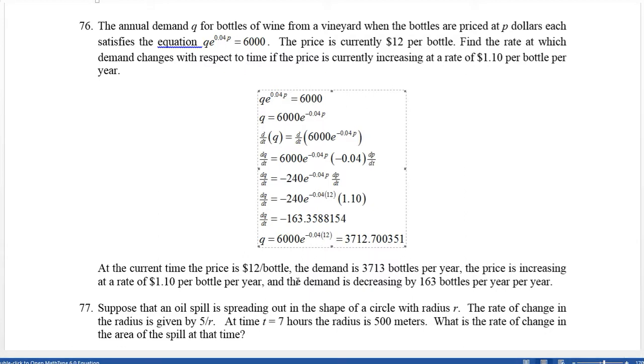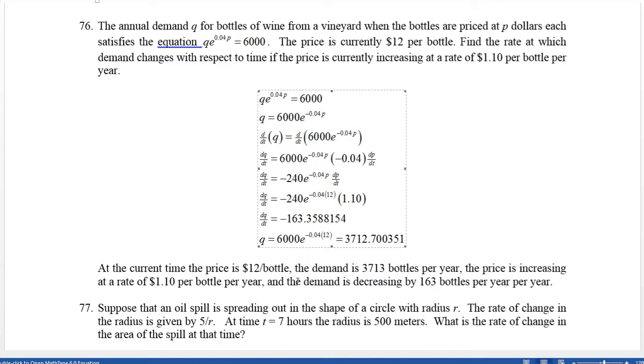All right, let's try another one. Suppose that an oil spill is spreading out in the shape of a circle with radius r. The rate of change in the radius is given by 5 over r. At time t equals 7 hours, the radius is 500 meters. What's the rate of change in the area of the spill at this time? See if you can work this one out. Press pause now.